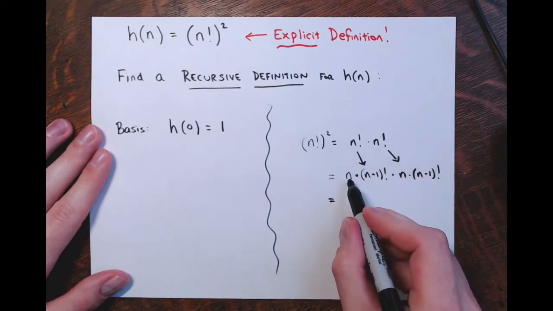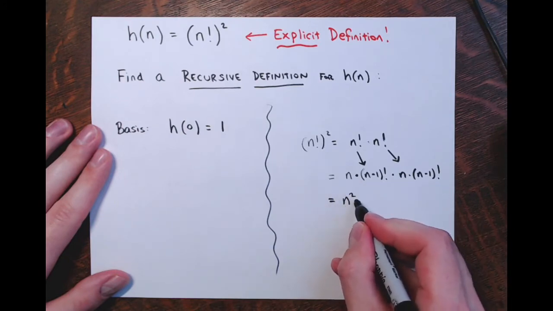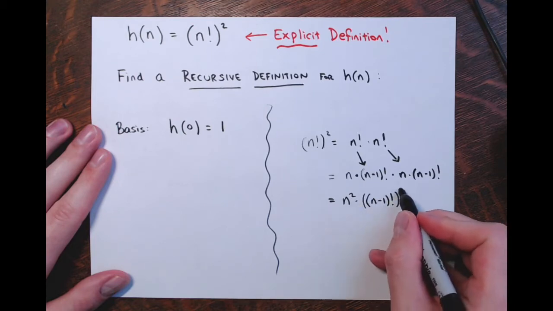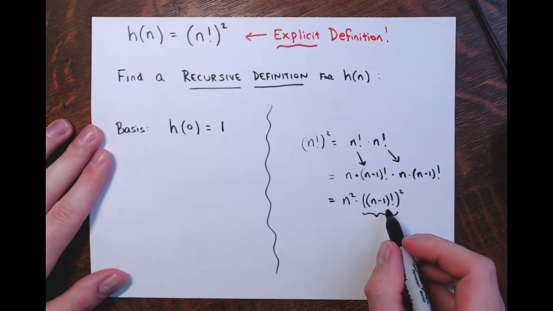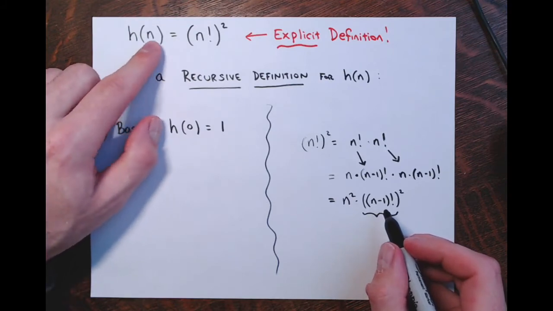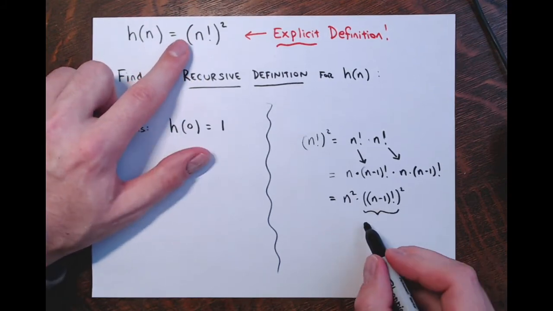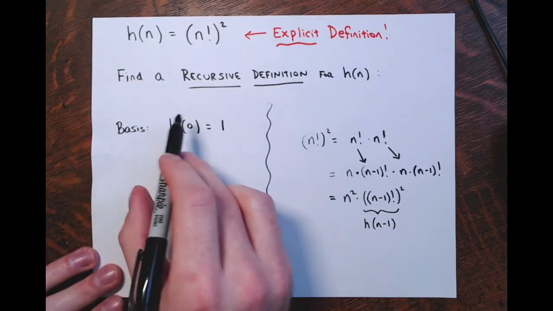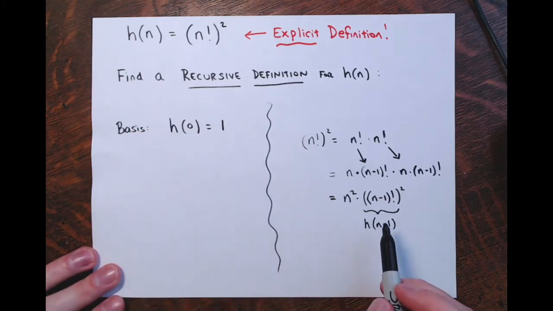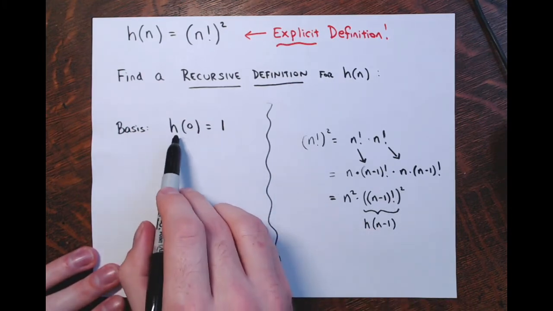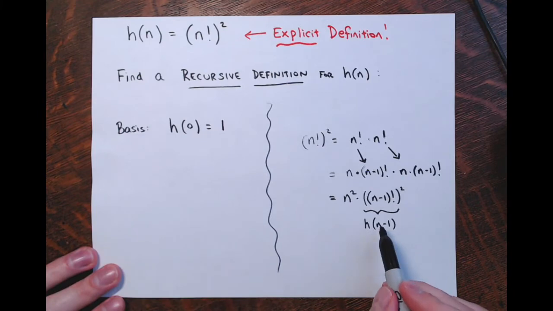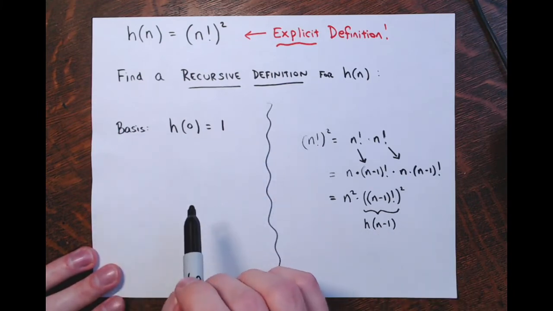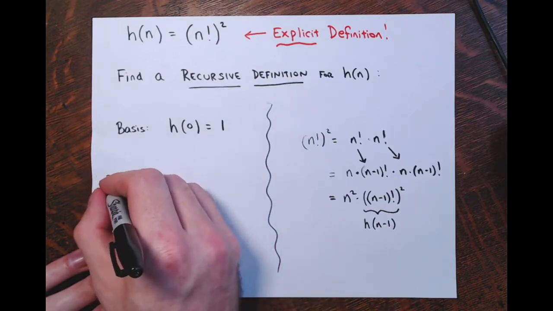And you see here I've got n times n, that's n squared, times n minus 1 factorial squared, and then this right here is the same as h, but instead of n inside, you have n minus 1 inside. So this is h of n minus 1. So you're going to have a basis, which might be multiple steps, but here, since I'm only going back to n minus 1, you only need one base case. If I needed to go back to n minus 2, n minus 3, I'd need 2 or 3 bases. All right. Then you have your recursive definition.